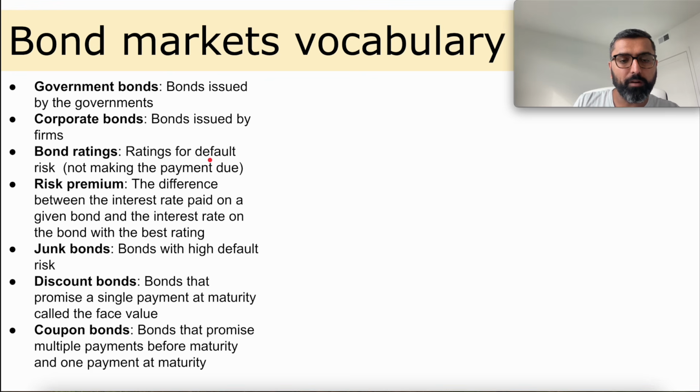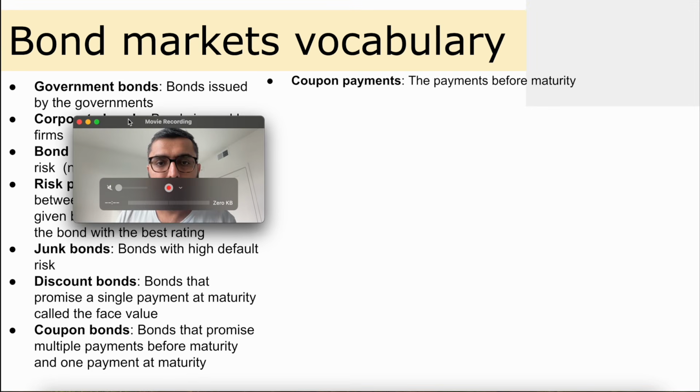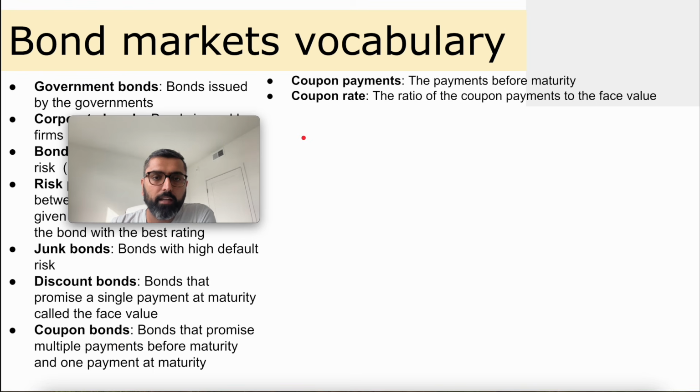Coupon bonds are bonds that promise multiple payments. It's not one payment when they mature, which is the face value, but multiple payments. It could be yearly, monthly, quarterly, based on the agreement of the bond issuer. Coupon payments are the payments made by the bond issuer before maturity. So if you have a coupon bond, they'll make coupon payments, and they'll have a coupon rate, the ratio of the coupon payment to its face value.